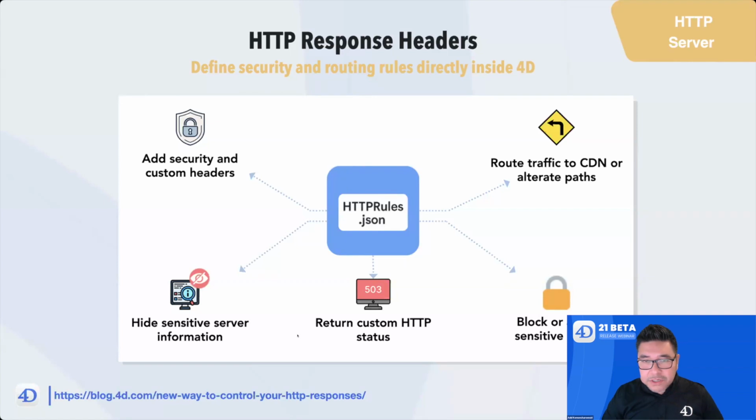Okay, the next feature is HTTP response header. Now with 4D21, you can manage your web response behavior directly in the 4D HTTP server without relying on reverse proxies or external tools. You define your rules once, and they apply consistently across your application.